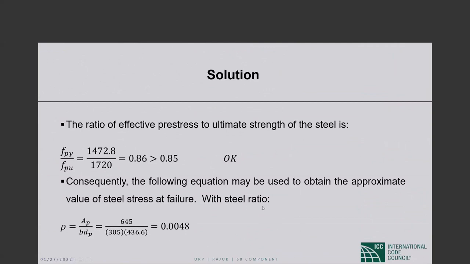So steel ratio, well, that's well known, right? The rho value, as you know, is the area of the prestressing steel divided by bd. So this is the same as reinforced concrete or prestressed concrete. So I solved it, I found a rho value of 0.0048, which is the steel ratio.